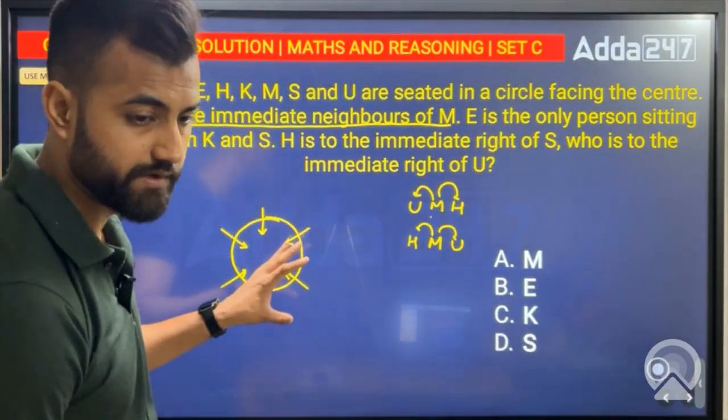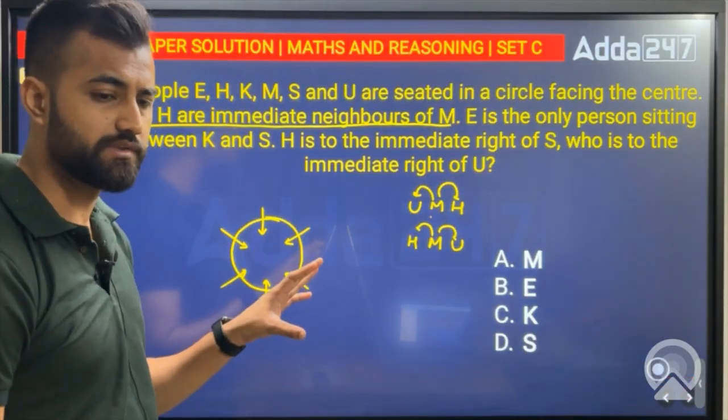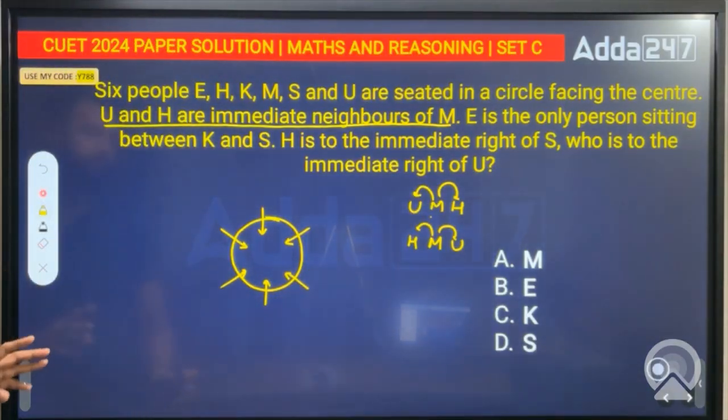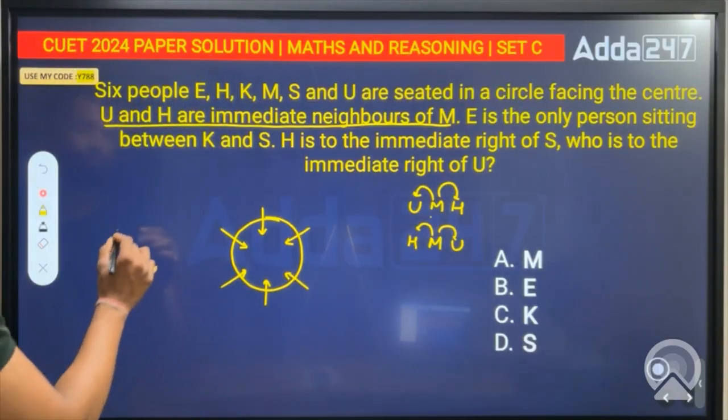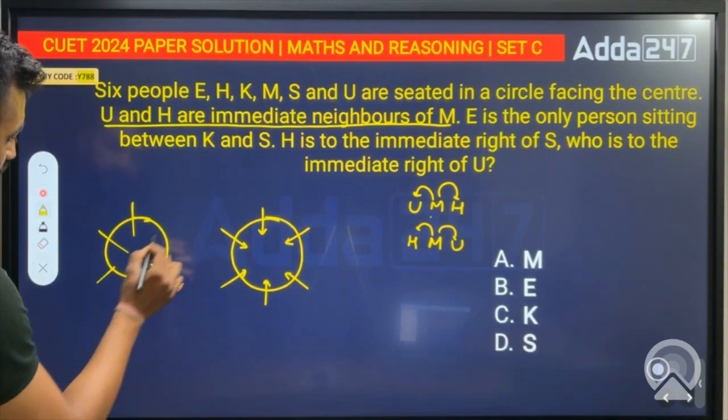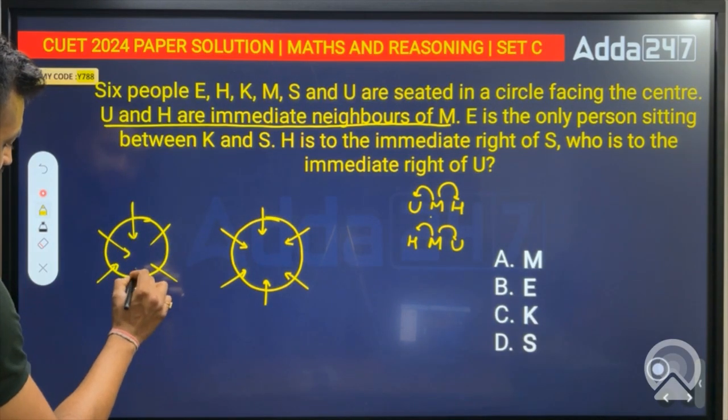I have not drawn it in the figure, but if you want, you can start drawing the figure also. What you can do is draw two diagrams simultaneously. Here also I'll draw the same diagram. So 1, 2, 3, 4, 5, 6, and all of them are facing towards the center. I have drawn it like this.